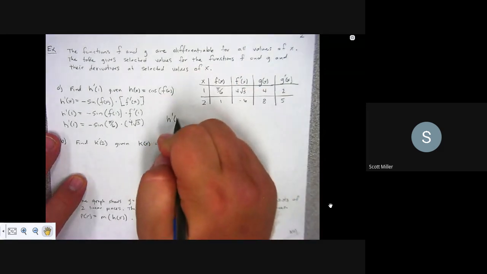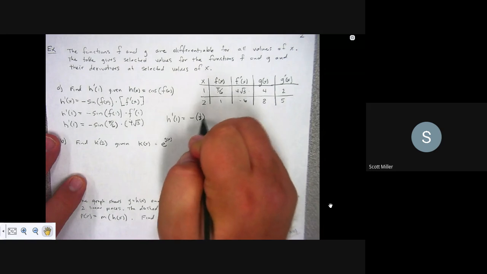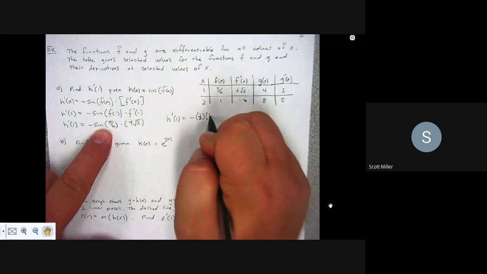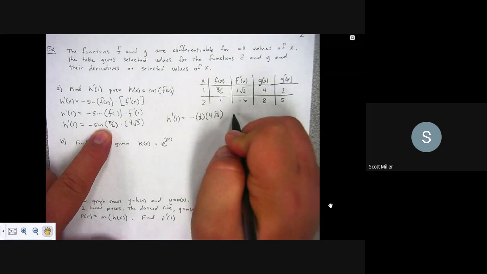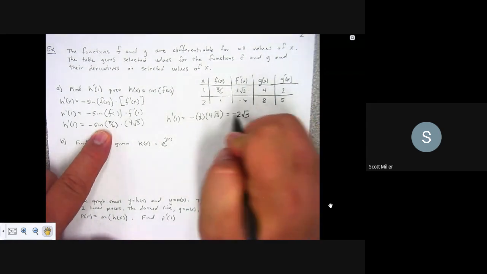So h prime at 1 is going to be negative 1/2, which is what that is, times 4 times the square root of 3, which gives me a final number of negative 2 times the square root of 3. And there is h prime at 1.